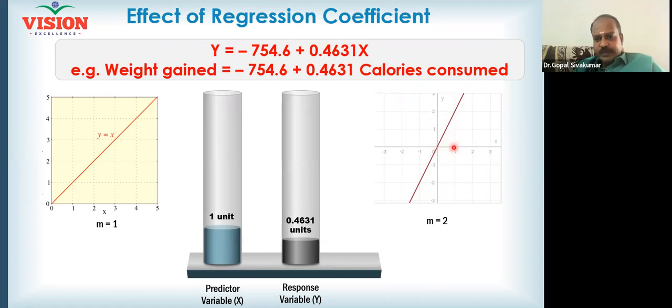Increasing x by 1 increases y by 2 units. So m equals 2. When the line is passing through the origin, C is 0. When the line is passing above, C will have a positive value. When the line is passing below, C will have a negative value, right? So that's how it is.